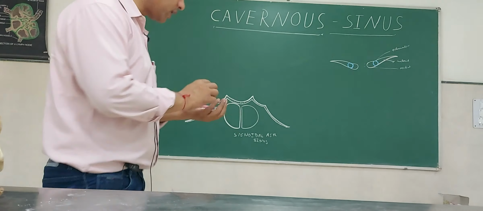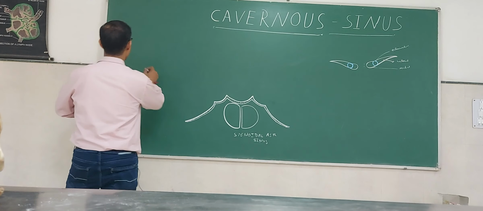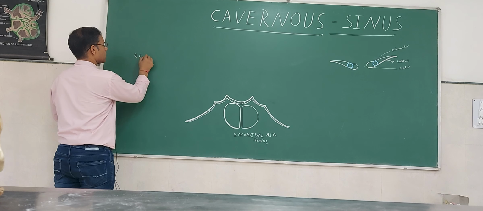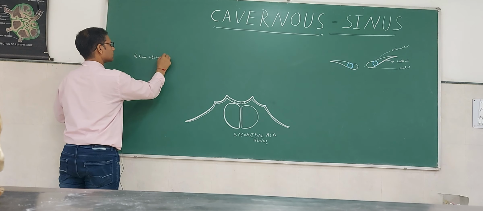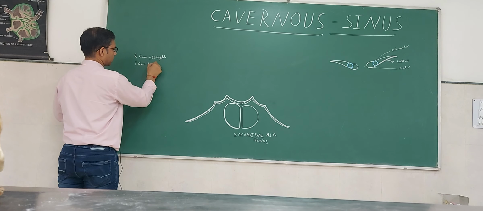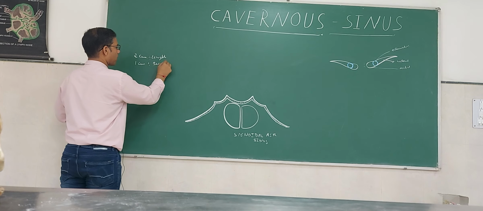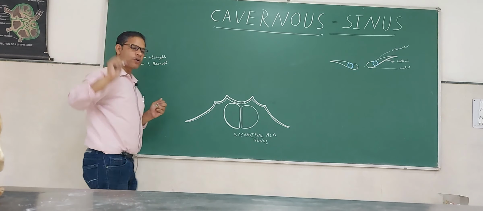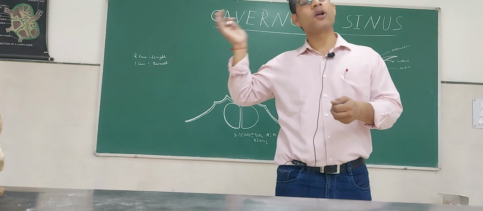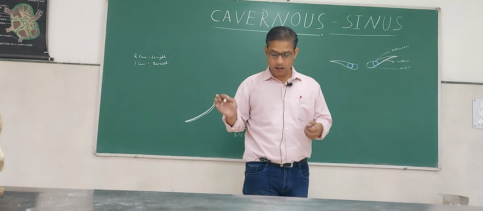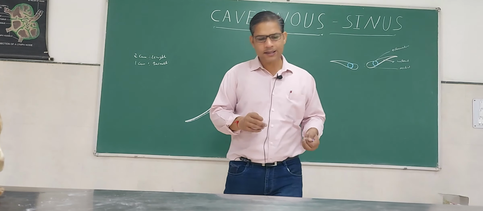It is only about 2 centimeters in length and 1 centimeter in breadth. So why is this so important in comparison to other dural venous sinuses, like the superior sagittal sinus, which is almost 6 centimeters and very long? Why is this sinus important?